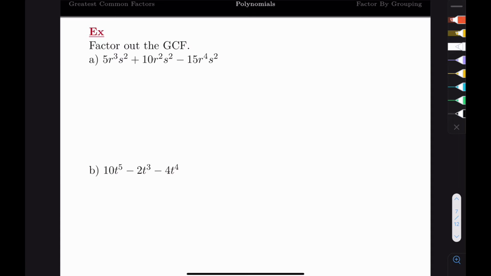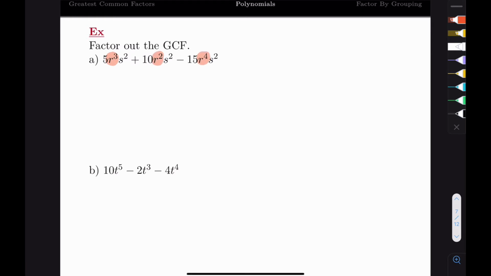So looking at this piece, first thing I personally notice is they all have an s squared in common. So I'm definitely going to be able to take that out from every individual term. Second thing I notice, all the numbers that are in front are divisible by 5. So that's also going to be in my greatest common factor. Okay. The hard part is figuring out with these r's, what can we take out?